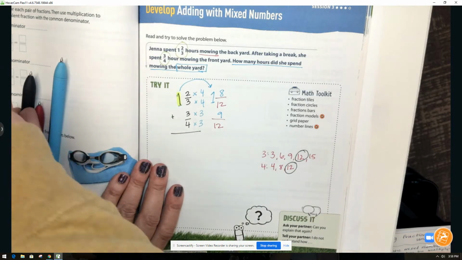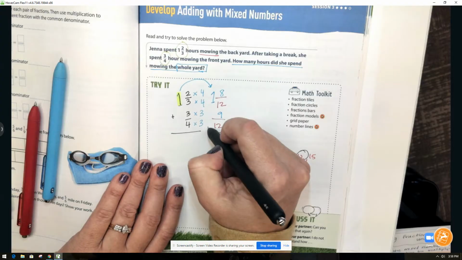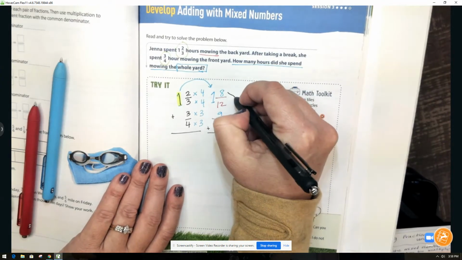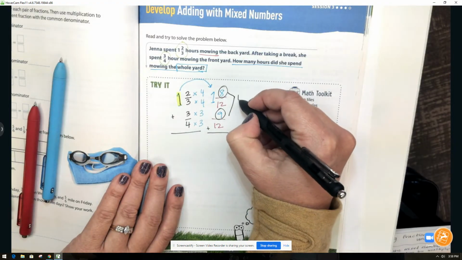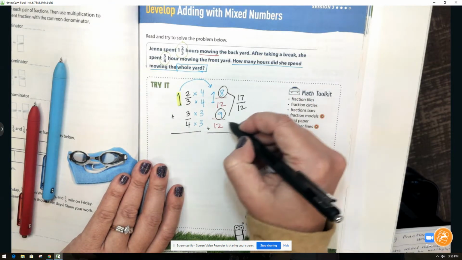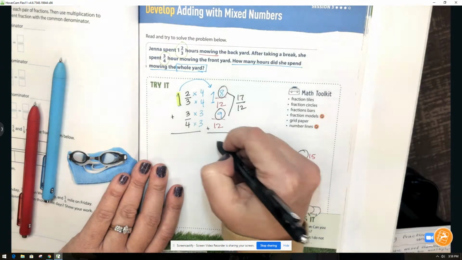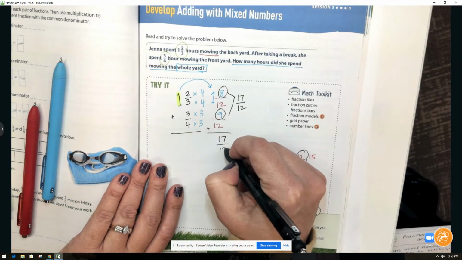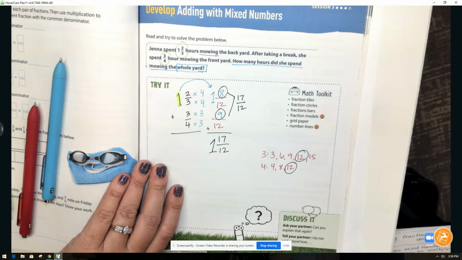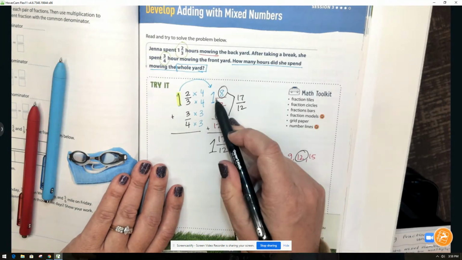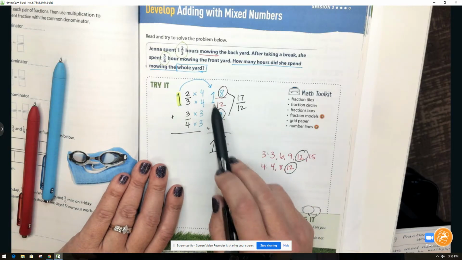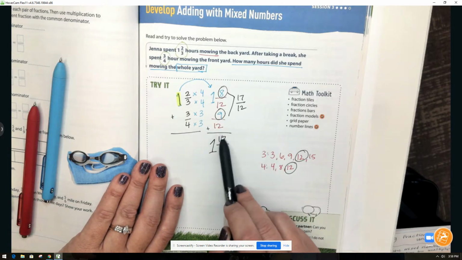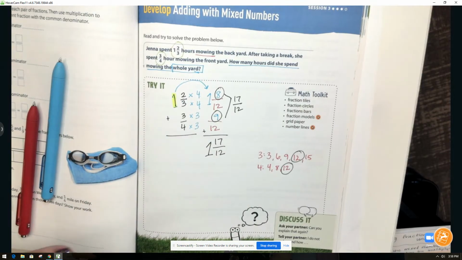So now when we add this all together, we're going to add our two numerators. 8 plus 9 is 17, and then 12 is our denominator. So we're going to have 17 twelfths, and then we have our 1, because 1 plus 0, there's no whole number with 9 twelfths, is going to give us an answer of 1 and 17 twelfths. But something's funny about that 17 twelfths. What do we see that is funny?